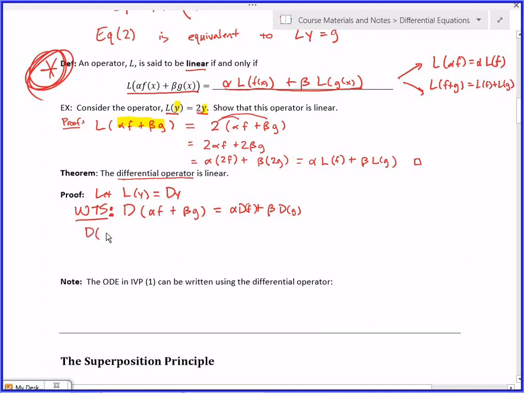So let's start with the left-hand side, d of alpha f plus beta g. What is that equal to? d alpha f plus d beta g. Why? Distribution function? No. I'm not multiplying, so I'm not distributing. There's another reason. So we just proved it for it? Nope, we didn't prove it for the differential operator. We proved it for 2y.